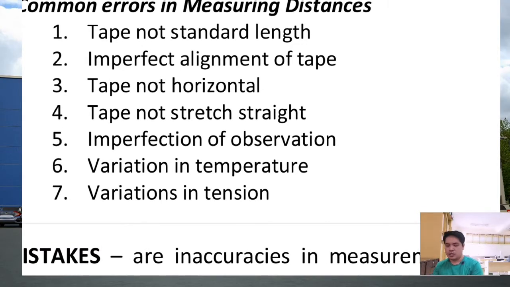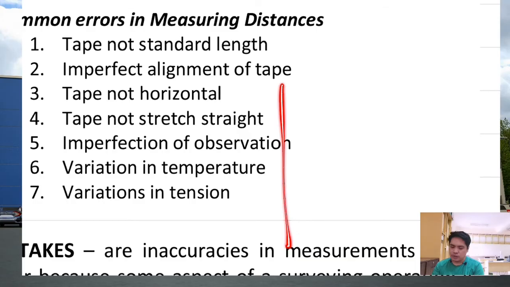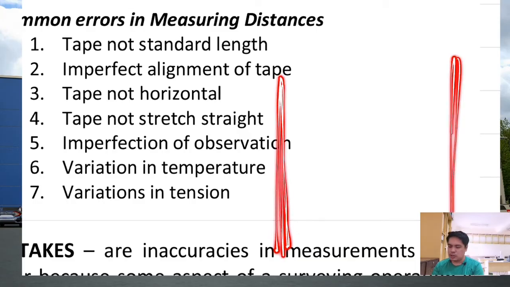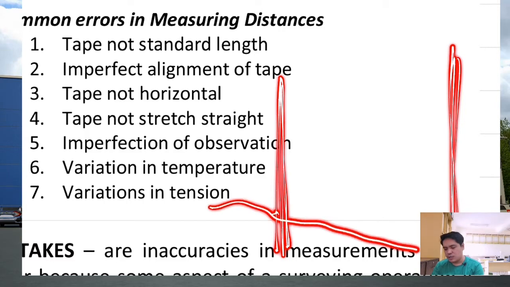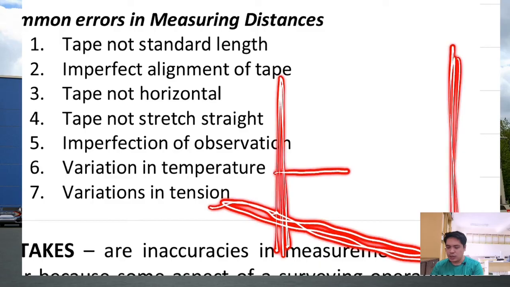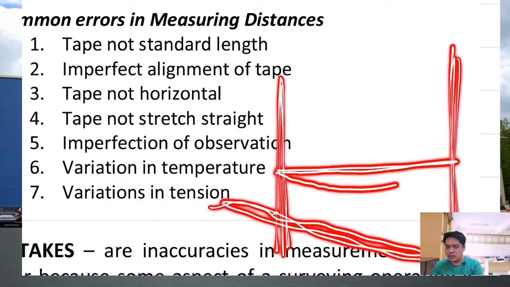Okay, number 4, tape not stretched straight. So if the tape is not stretched right, it could sag, di ba? So, for example, you are measuring from this point, from this level to this level. If you are measuring, let's say, the ground is sloping, so you don't need to lay the tape on the ground. So, kung i-stretch mo siya horizontally, because of gravity, it could sag. So, kung hindi mo siya in-stretch ng mabuti, the sag could cause an error.